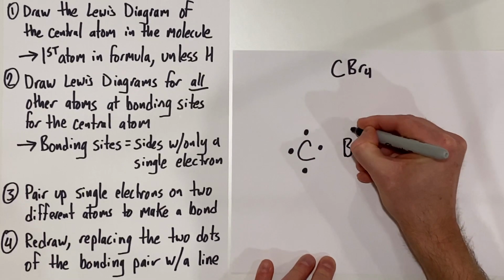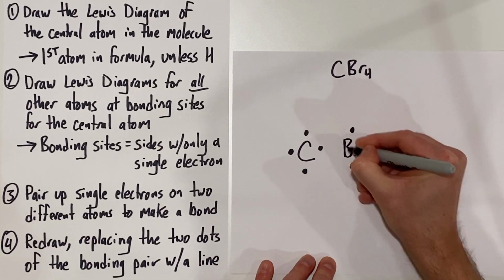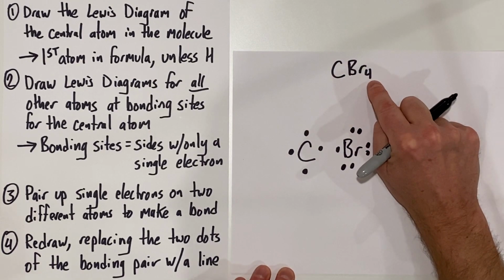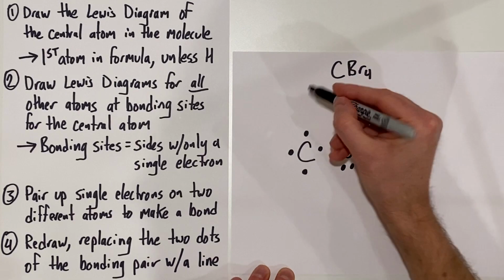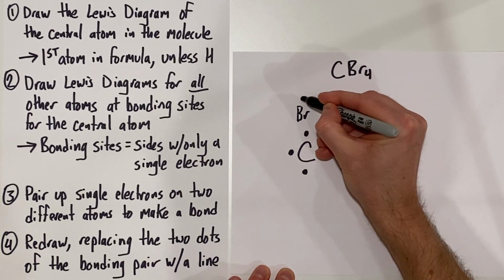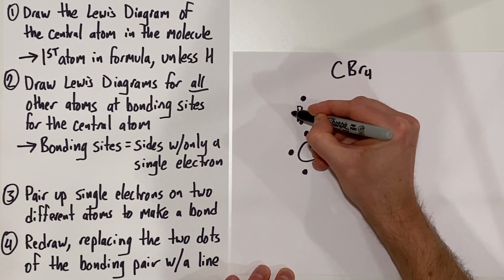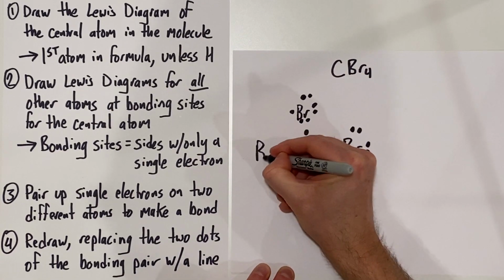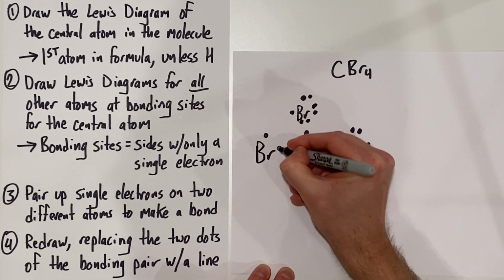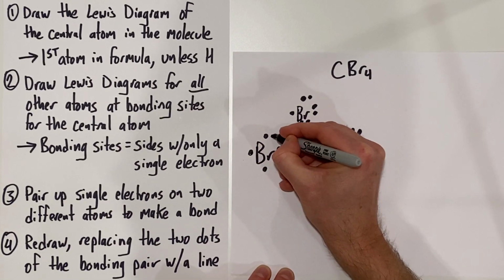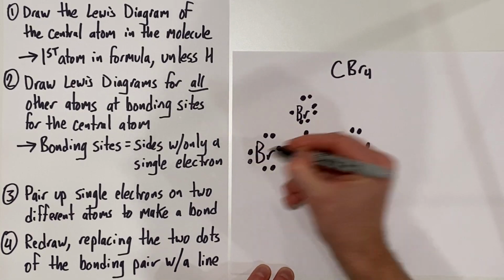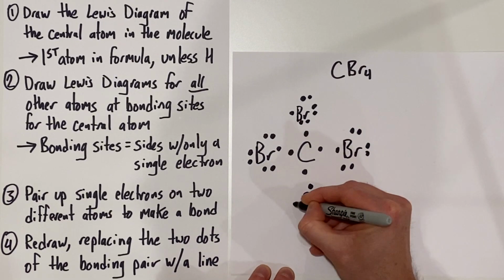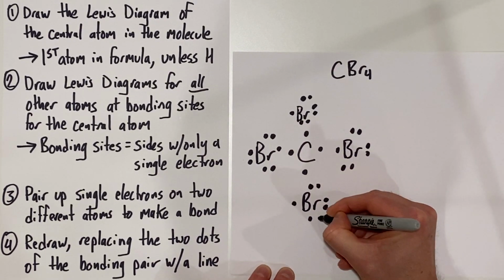So in group 17, 1, 2, 3, 4, 5, 6, 7. And remember, I've got to draw 4 bromines. Let's do the other one on top. 1, 2, 3, 4, 5, 6, 7. We'll do another one on the left. 1, 2, 3, 4, 5, 6, 7. And another one on the bottom. 1, 2, 3, 4, 5, 6, 7.